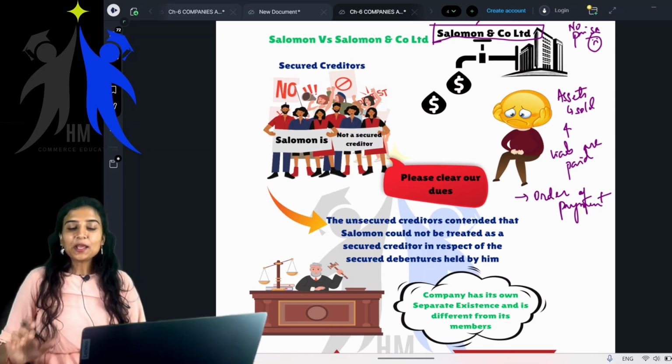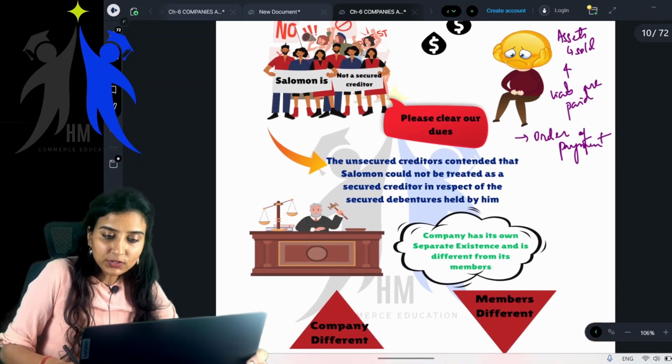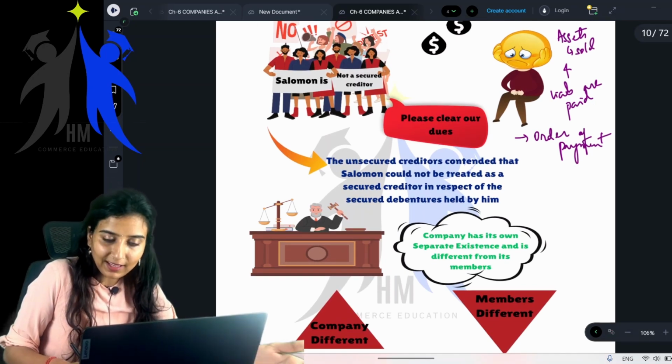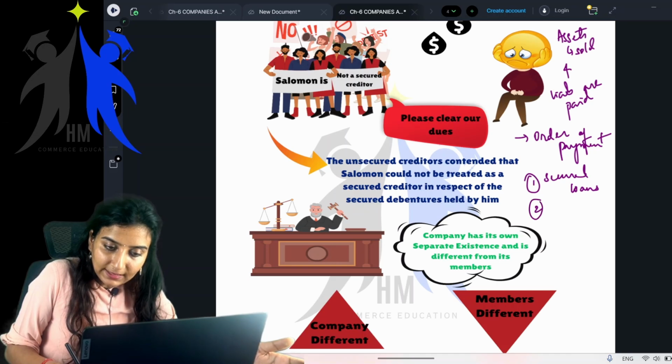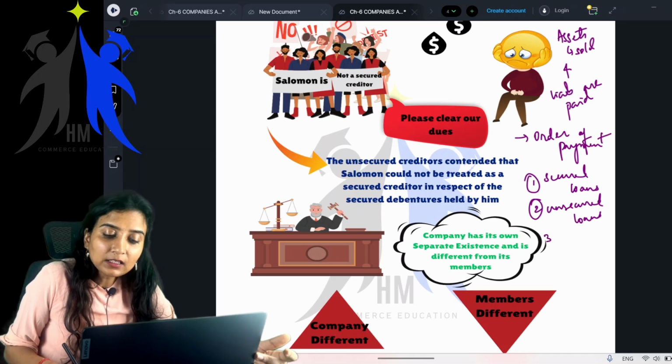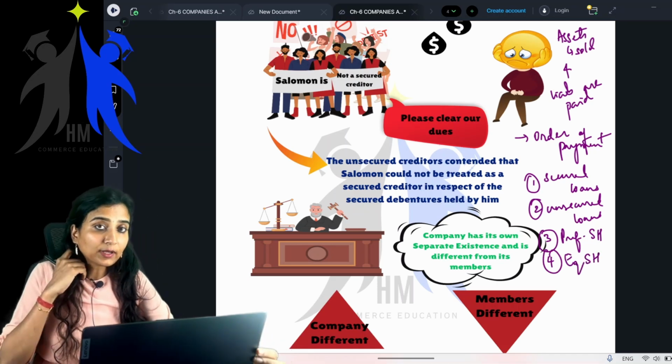Not required, children. You just have to know there is some kind of order of payment, wherein every time, the secured loans or debentures are paid first. Next come unsecured creditors or loans. Later come preferential shareholders. Towards the end come equity shareholders.